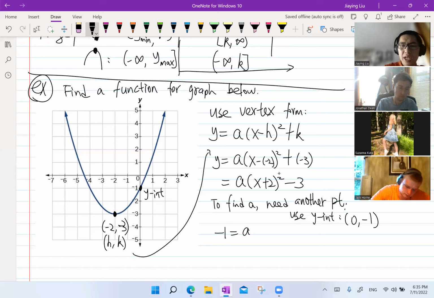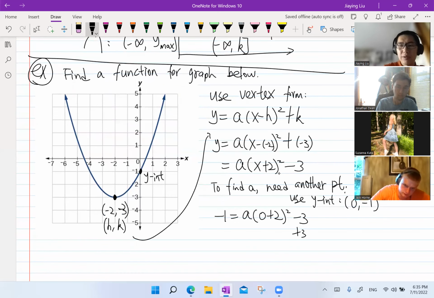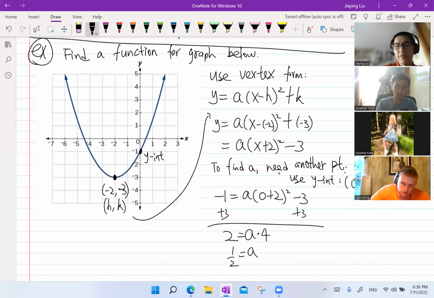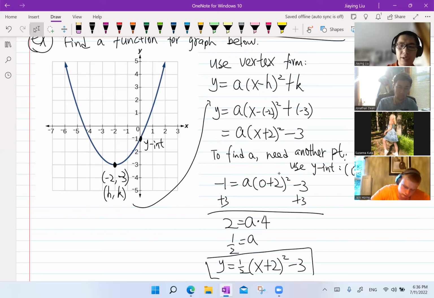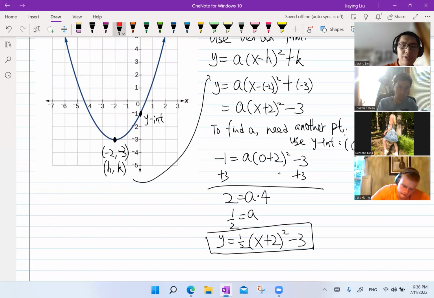And then we can just put the x, y directly into the equation we had above. So we get negative 1 equals a times (0 plus 2) squared minus 3. And we can solve for a quickly by adding 3 on both sides. So we get 2 equals a times 0 plus 2 squared, which is 4. So we get a equals 1/2 by dividing by 4 on both sides. So now we have it: y equals 1/2 (x plus 2) squared minus 3. Just to quickly remind you, since we have h is negative 2, that's why we have a plus sign, but it's actually x minus a negative 2.